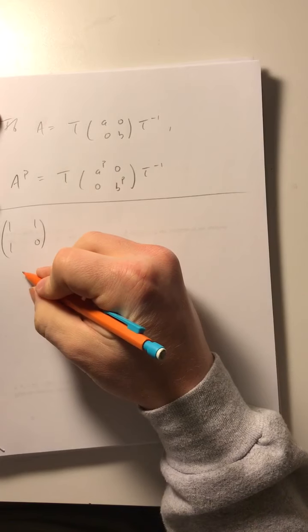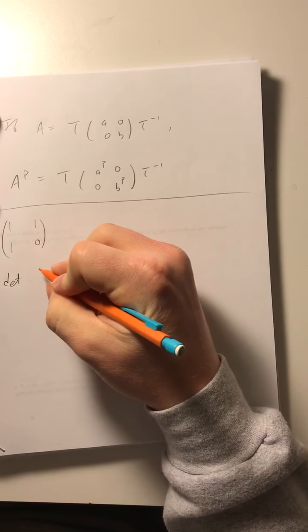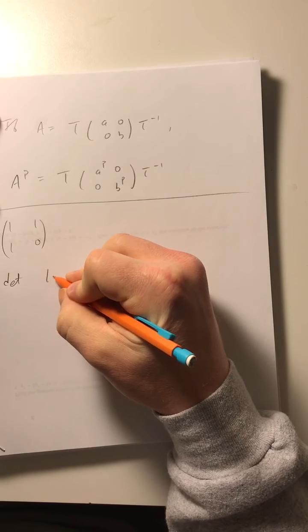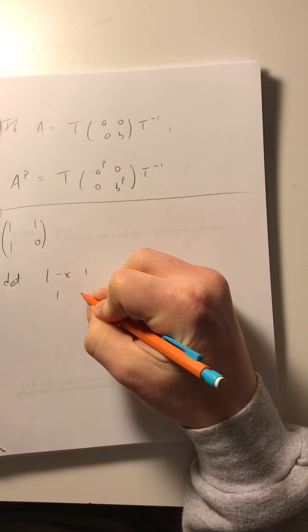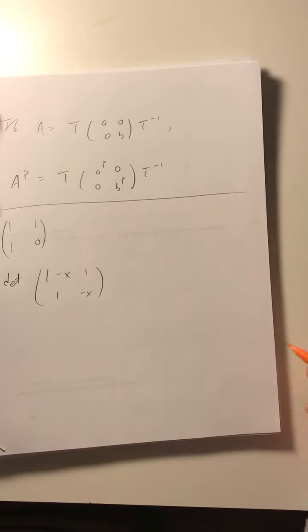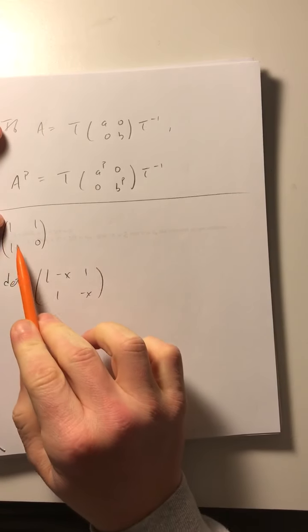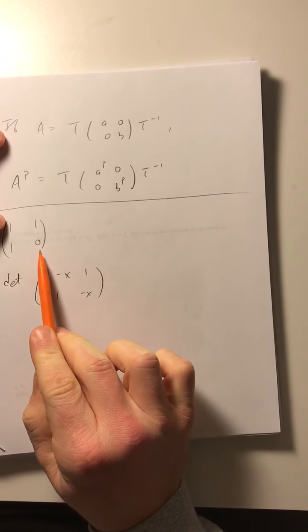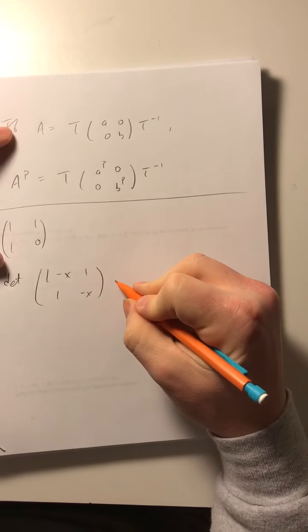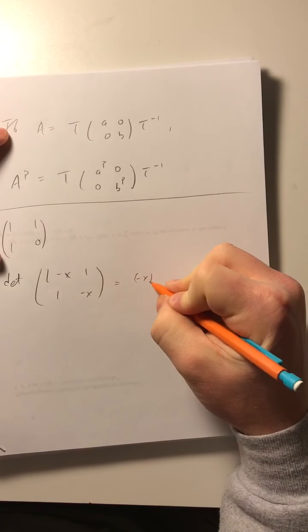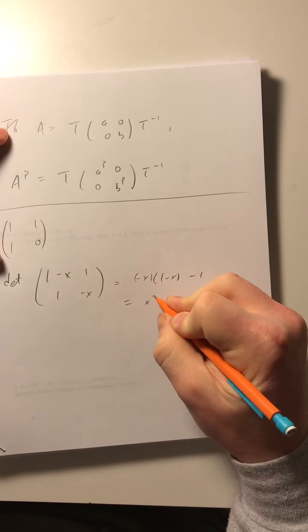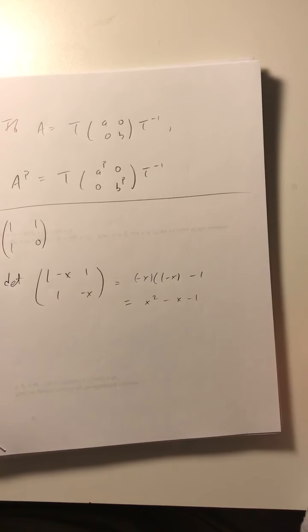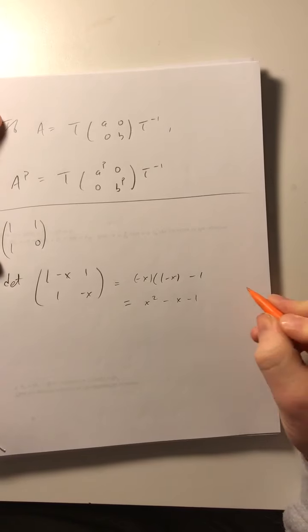So what I'm going to do is look at the determinant. We did talk about a determinant of 1 minus x, 1, 1, negative x. So on the main diagonal, I subtracted an x, so 1 minus x and 0 minus x. Everything else stayed the same. So this is negative x times 1 minus x, minus 1. I get x squared minus x minus 1. And I want to set this equal to 0 and solve.